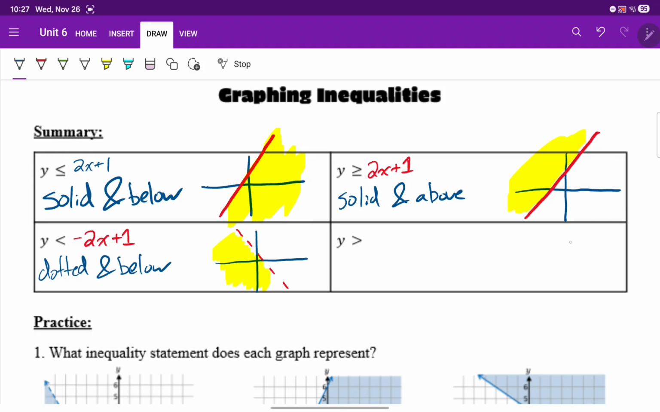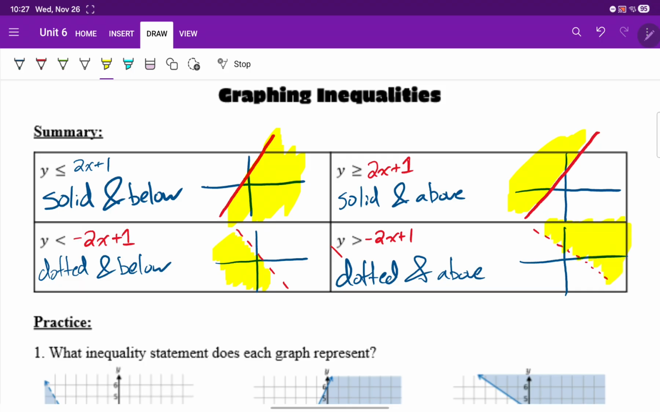And for my last one, we're going to say y is greater than negative 2x plus 1. So that graph, again, similar to the one I just did, looks like, oh, actually that was not accurate. It's going to look more like this. So this one is going to be dotted and above. All right, so that looks like this. And I think, hopefully, that summarizes it for you.